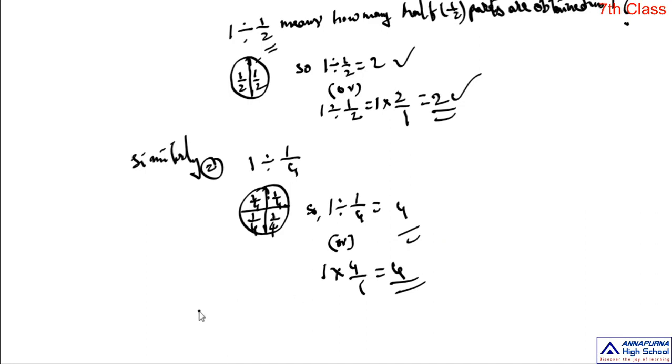Now, let me explain the third one. Change the whole number to 2. 2 divided by 1 by 4. We will see how much 2 divided by 1 by 4 is equal to. We can represent this division pictorially by using diagrams. How many wholes are there? 2. Here the whole number is 2. Now draw 2 wholes.